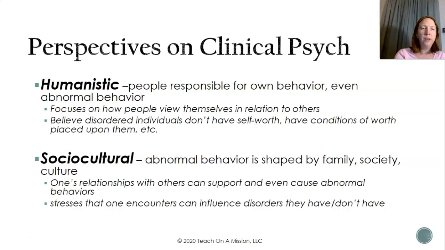The sociocultural perspective might sound similar, but it's a little bit different. And here it's that abnormal behavior is shaped by family, society, and culture. So not just that a person is measuring themselves against perhaps unrealistic expectations of those around them, but is actually being influenced by those around them to behave a certain way. And so a person's relationships with others can support or even cause abnormal behaviors. I think a really good example of this might be someone who's growing up in an abusive household or is in an abusive relationship. And then stresses that one encounters can influence the disorders that they have and even the ones that they don't have.